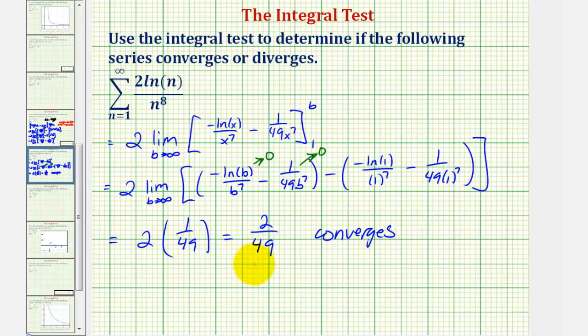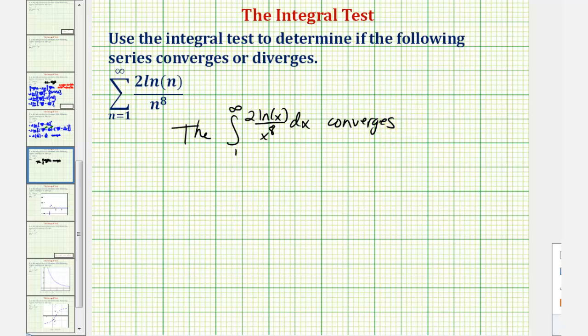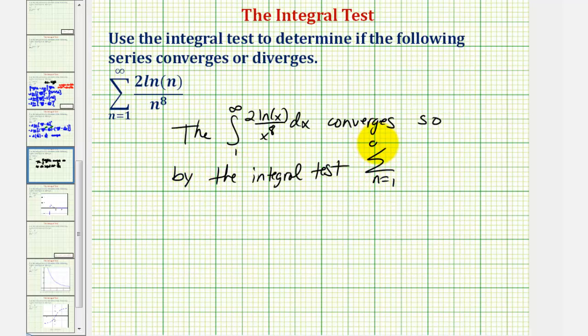So because the integral converges, the infinite series also converges by the integral test. So let's go ahead and summarize this. The integral from 1 to infinity of f of x, which is 2 natural log x divided by x to the 8th, integrated with respect to x, converges. So, by the integral test, the infinite series also converges.